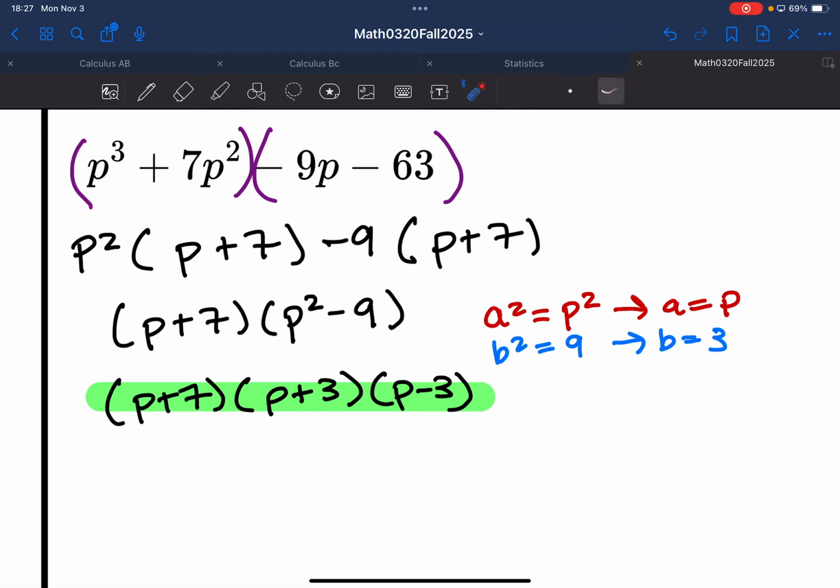And then remember, of course, if you ever wanted to check your work, you could FOIL 2 parentheses together. Whatever you get from there, FOIL the third one in, and it should bring back the original equation.